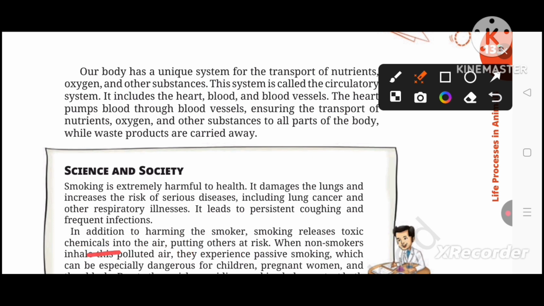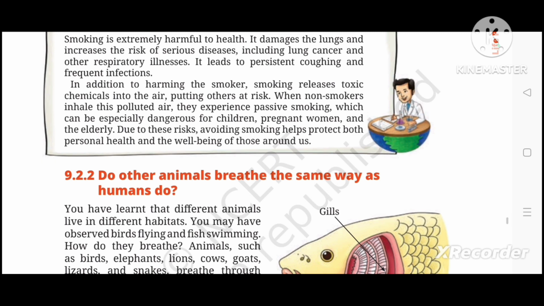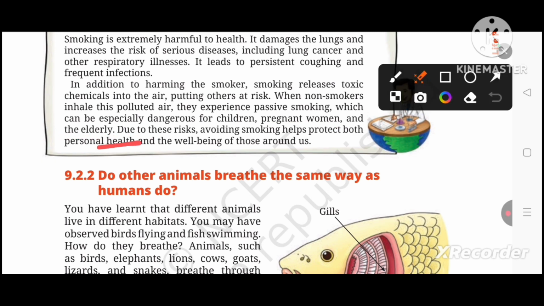When a non-smoker inhales this polluted air, they experience passive smoking. This can be especially dangerous for children, pregnant women and the elderly. Due to this risk, avoiding smoking helps protect both personal health and the well-being of those around us.